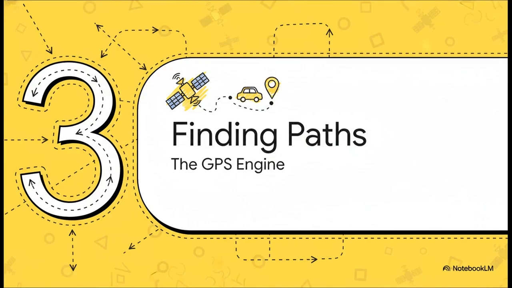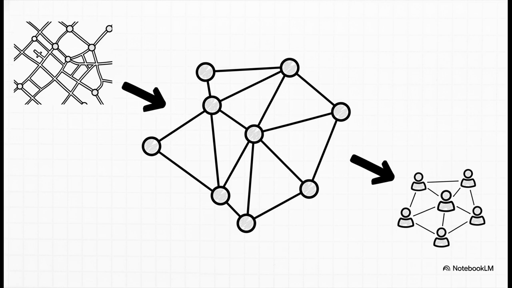All right, third drawer in our toolbox: tools for finding paths. Now let's circle all the way back to our original question about your GPS, because finding the fastest route requires a very specific set of tools. The ones designed for, you guessed it, finding paths. So to find a path, you first need a map. And in the world of programming, this map is a data structure called a graph.